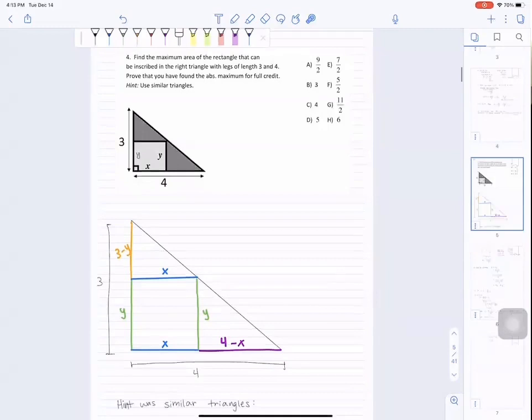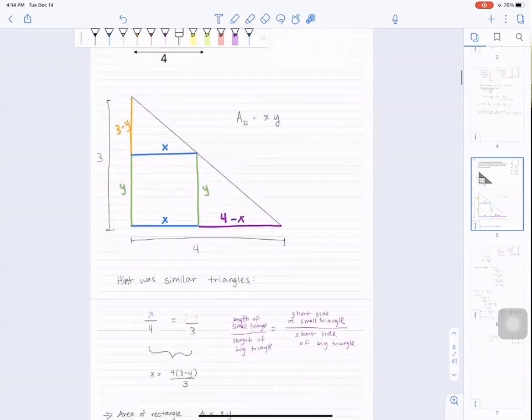Now, what are we maximizing? We're trying to maximize the area of the rectangle. So the area of our rectangle is going to be x times y. But we don't want two different variables in our equation. We only want one variable. So how are we going to get rid of one of the variables? That goes into the hint for similar triangles. For similar triangles, you can compare the dimensions of a small triangle and a big triangle. How you compare them is you take this length of the small triangle, which is x. Our small triangle right now is this highlighted green triangle.